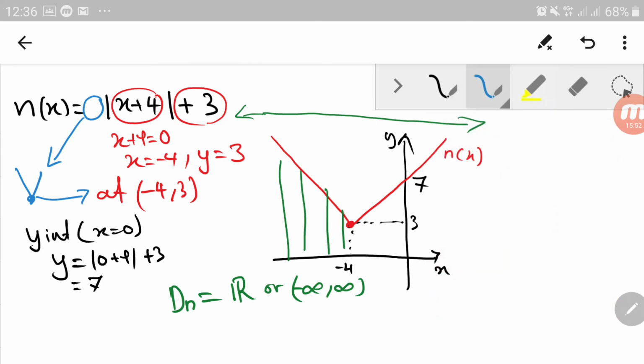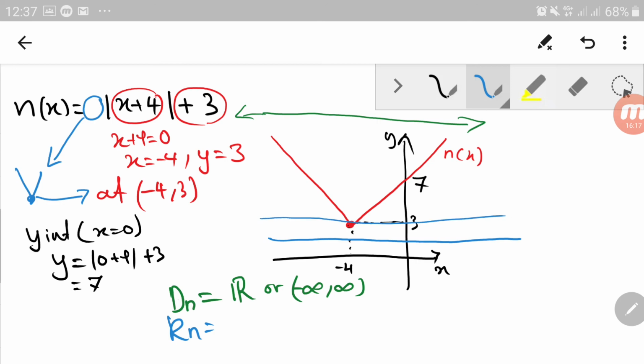Now, how about the range? The range is all possible values of y that correspond to the function. So let's say we sketch a horizontal line. As you can see here, the blue line doesn't touch the function, but it will when y equals 3. And the trend continues up until positive infinity of y. So 3 until positive infinity. It's supposed to be an open bracket at infinity.